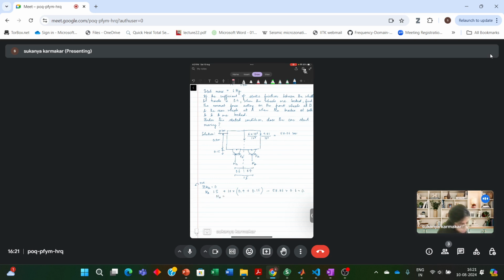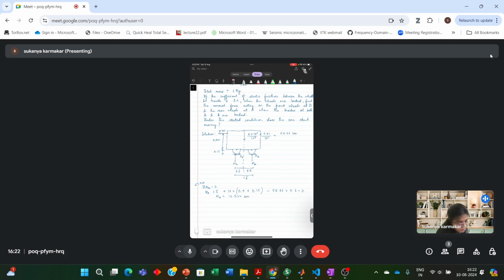So from here, NA comes out to be, just plug in the numbers, 58.86 into 0.6 divided by 1.5 point, this comes out to be some 15.54 kilonewton.